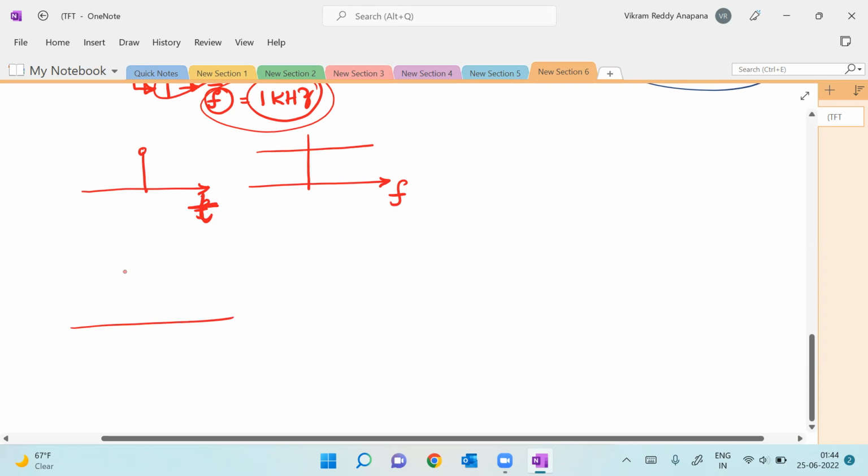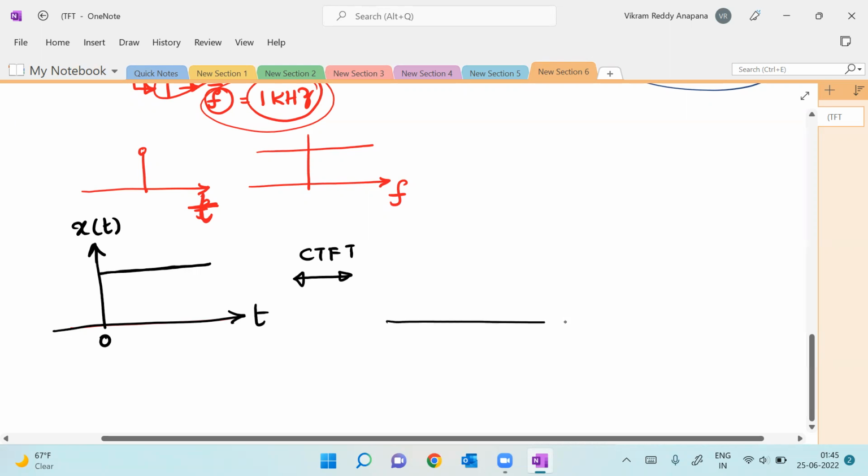What if I take a constant signal? Let me take a DC function. I'm just taking one side. You can consider the negative side also. I have a DC function, this is my x of t. I have a constant function. Now if I take its continuous time Fourier transformation, what do we get here? Any guesses? This is of course a real signal. So let me take this as my X of j omega spectrum.